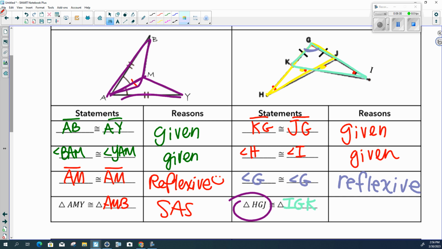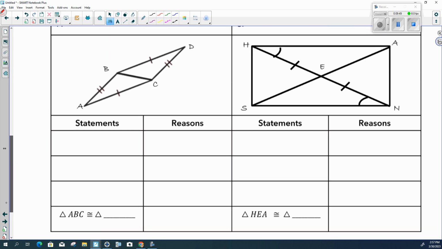So I need to be careful here. I'm going to focus on this green triangle. I've got side, angle, angle. That's my reason. Don't put angle, side, angle. The side is not in between them. The side is over there on the end. All right, 2 more.